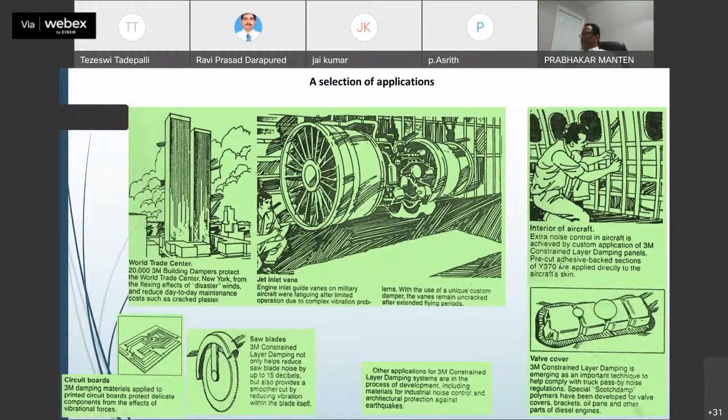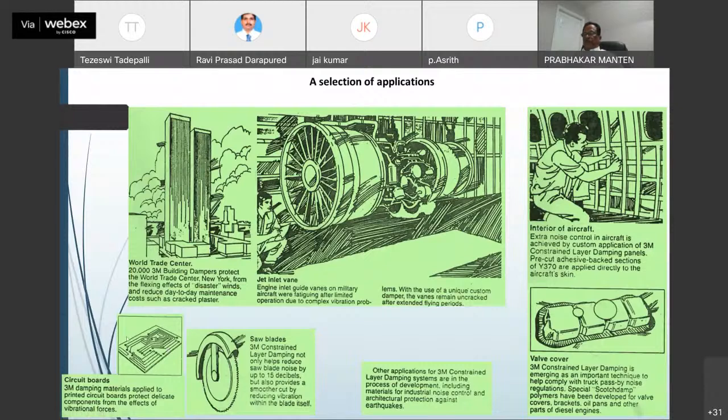Constrained layer damping panels: pre-cut adhesive-backed sections of Y370 applied directly to the aircraft skin. That's it. That damps all that out, kills that, and you won't feel it. Circuit boards, okay? Circuit boards are thin, flexible members. 3M damping materials applied to printed circuit boards protect delicate components from the effect of vibrational forces.